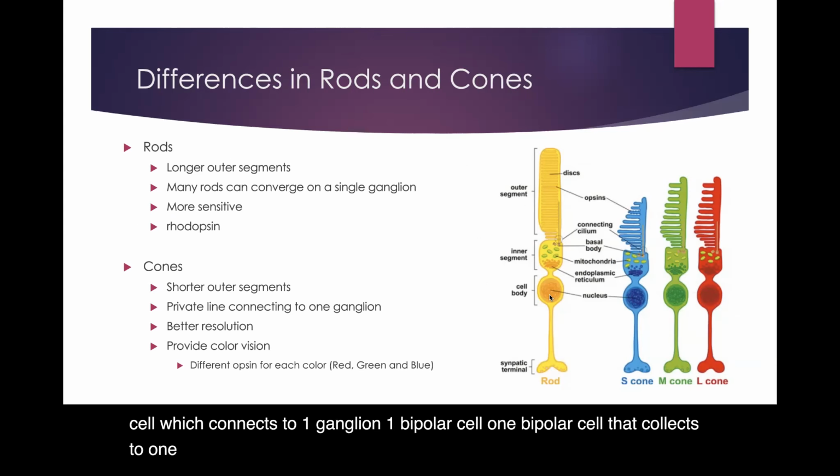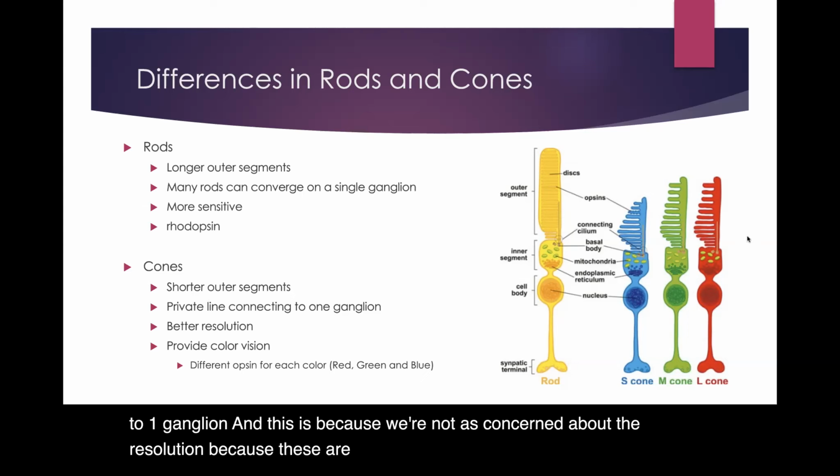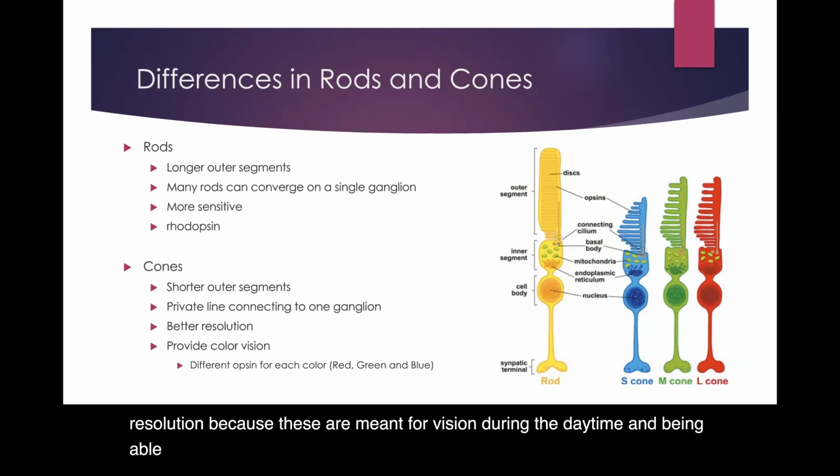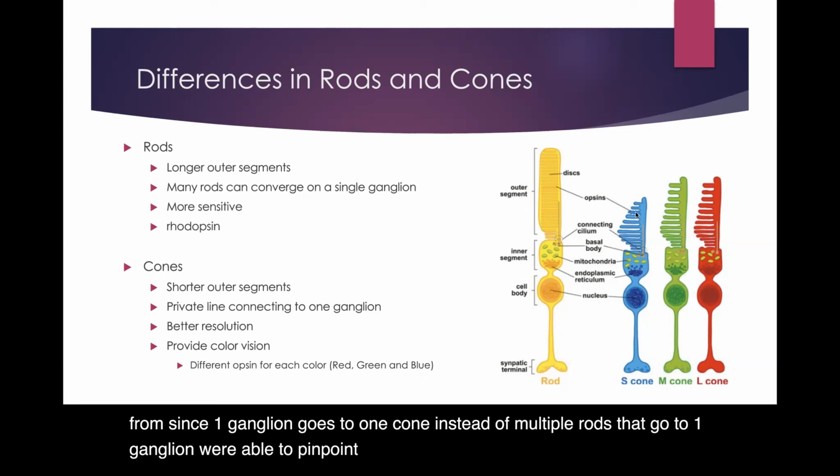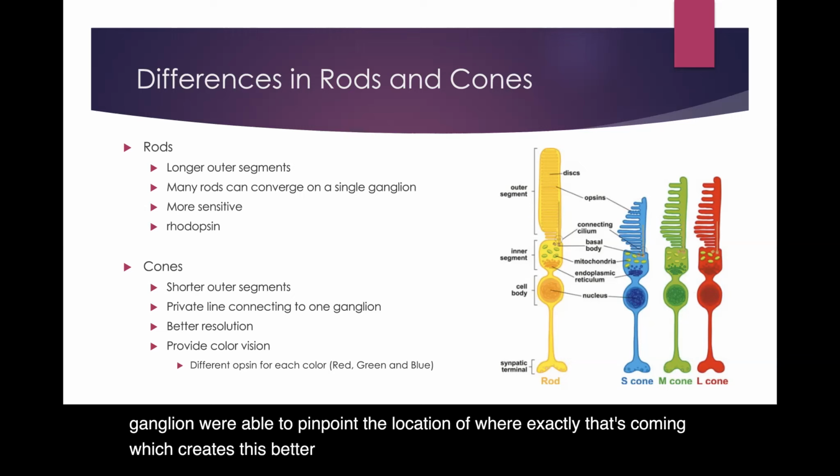And this is because we're not as concerned about sensitivity, because these are meant for vision during the daytime and being able to differentiate colors and create better resolution. Since we know exactly which point this is coming from, since one ganglion goes to one cone instead of multiple rods going to one ganglion, we're able to pinpoint the location of where exactly that's coming from, which creates this better resolution in the image that ends up getting processed by the brain.